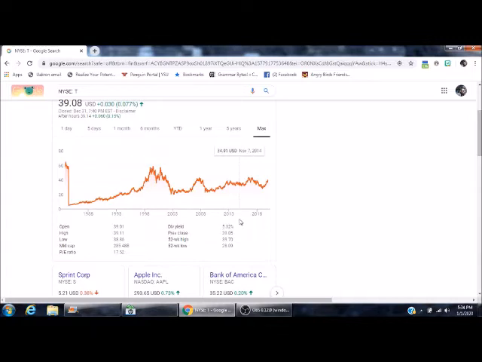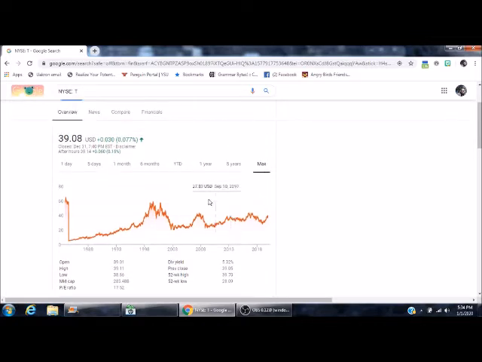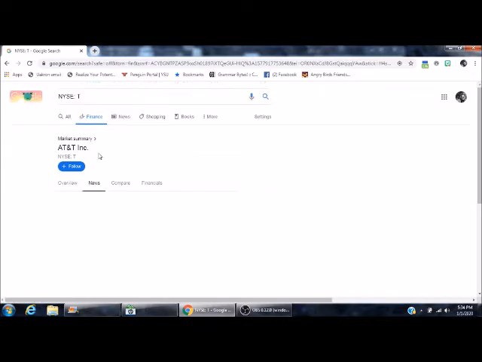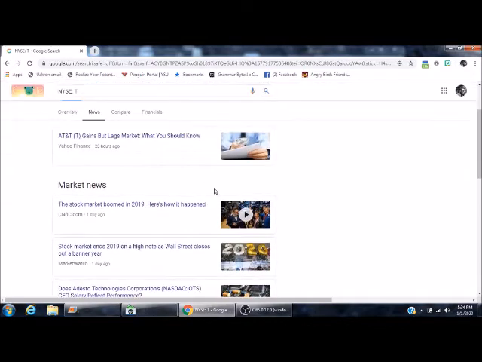So the second thing that I need to do in researching this company is to see what's being said about the company in the news. From this same page, Google Finance, I can click on News, and this is going to show me instances where AT&T has been mentioned. It's covered in the news right here.